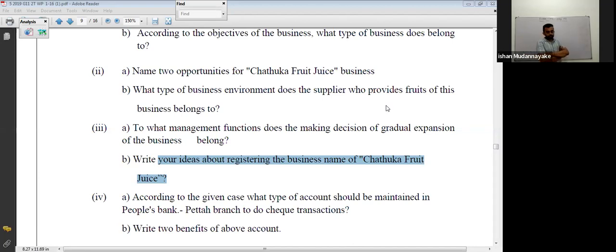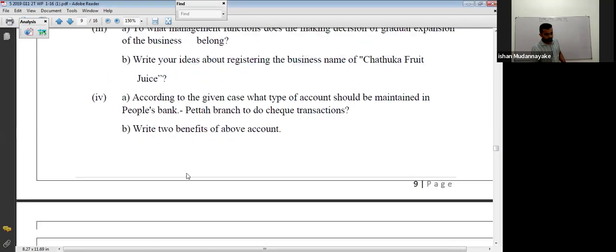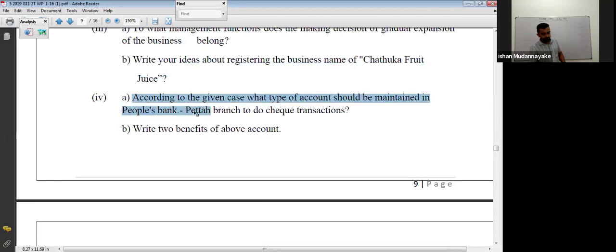Now, what is the relevant act to register the partnership business? Business Name Ordinance, yes, very good. Business Name Ordinance, number 6 of 1980. That's the relevant law related to registering this partnership business. Right, okay.